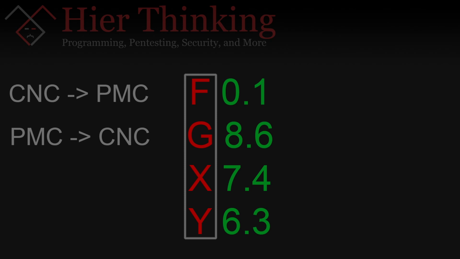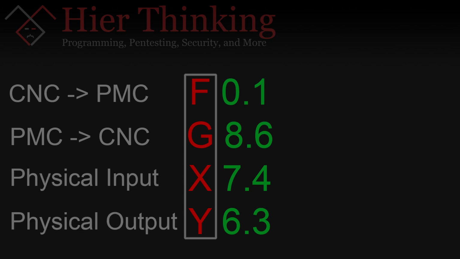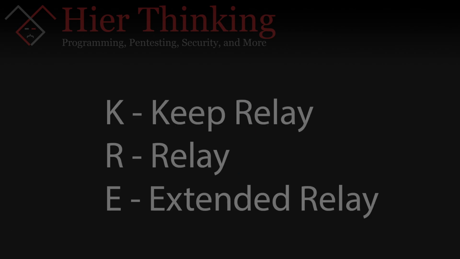We also have letters for physical inputs and outputs, which are represented by X and Y respectively. There are other address types, but these are the ones that we're going to be most concerned with. Others that you may need are K, R, and E, which stand for keep relays, relays, and extended relays.